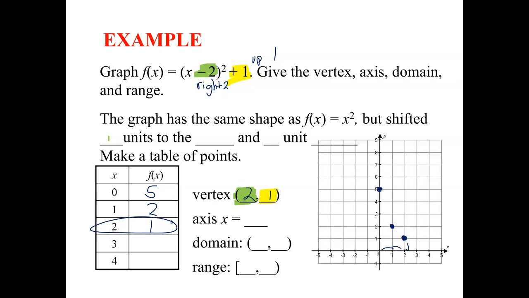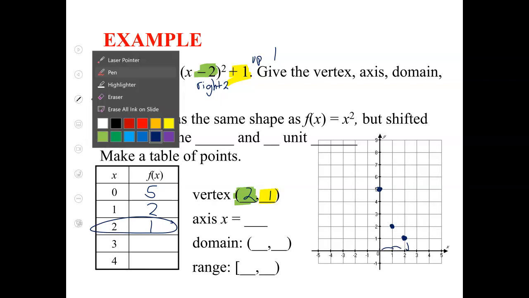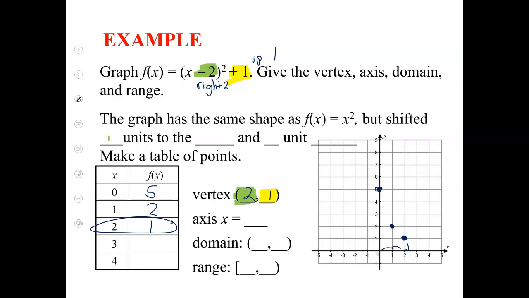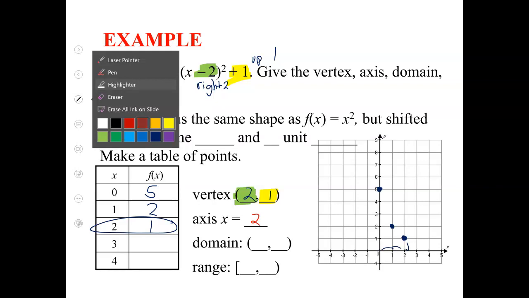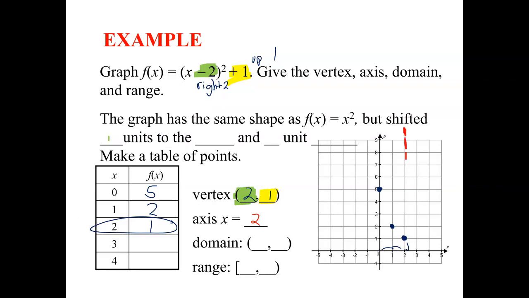Okay? Now I know where my vertex is, so that means I also know where my axis of symmetry is. Where's my axis of symmetry? That's where my vertex is, so what's the axis of symmetry? X equals 2. So then if I want to draw my axis of symmetry through the 2, there's my axis of symmetry.